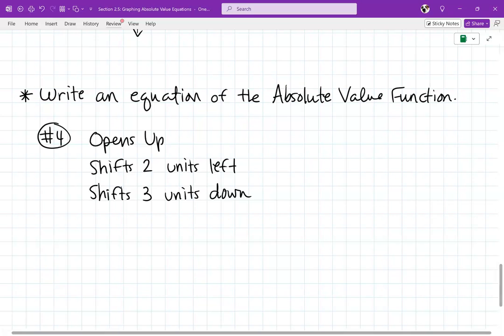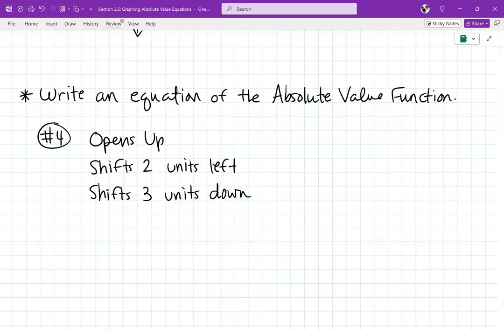This says write an equation of the absolute value function. Number 4 says that it's going to open up. It shifts 2 units to the left and it shifts 3 units down. So all I have to do is identify my a, my h, my k, and then from there just write out my equation: y equals a times the absolute value of x minus h, plus k.